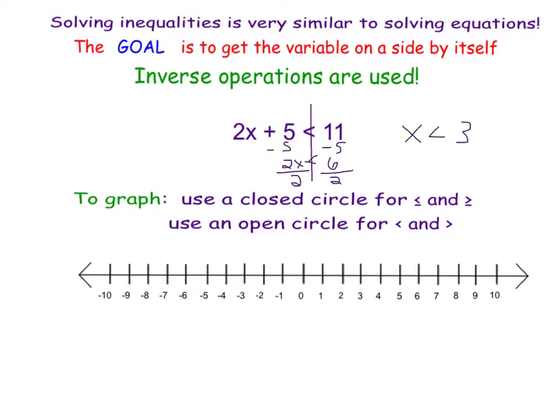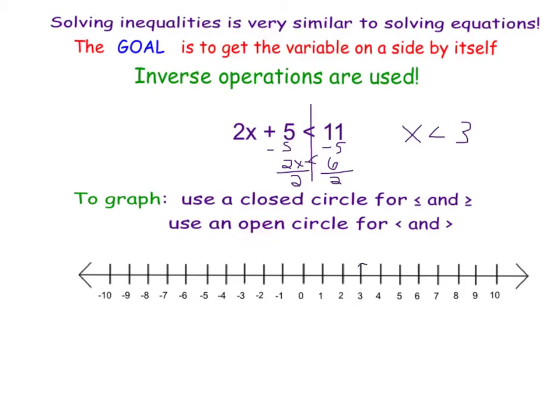So x can be any number that is less than 3, like 2 or 1 or negative 100 or 2.5, but it does not include 3 because it's not a less than or equal to. So we show that on a graph by using an open circle. If it did include the point, it would be a closed circle. But since it doesn't, it's an open circle, like this.